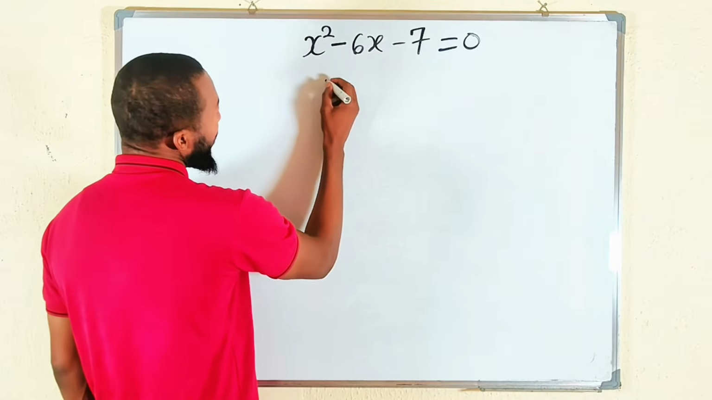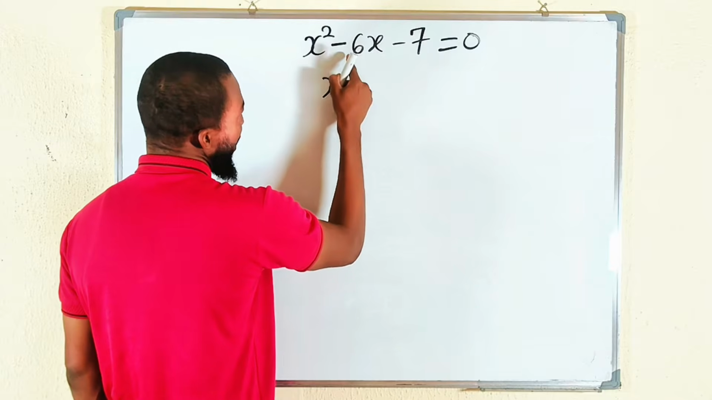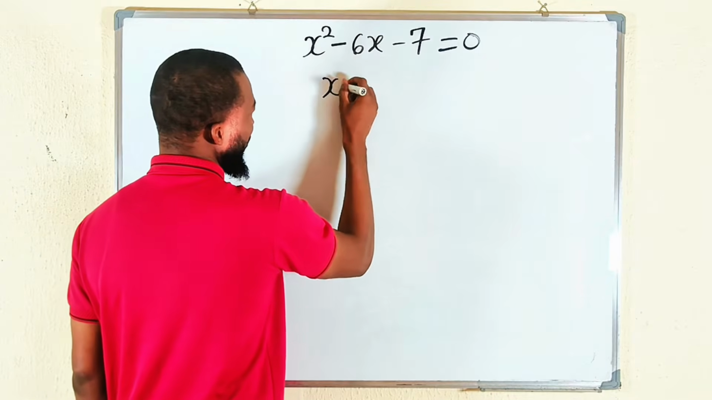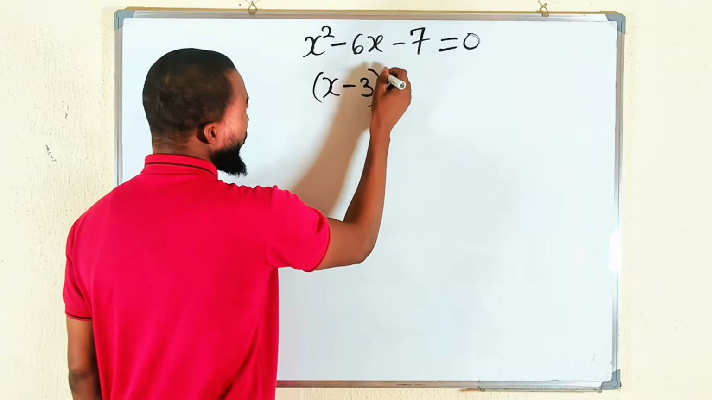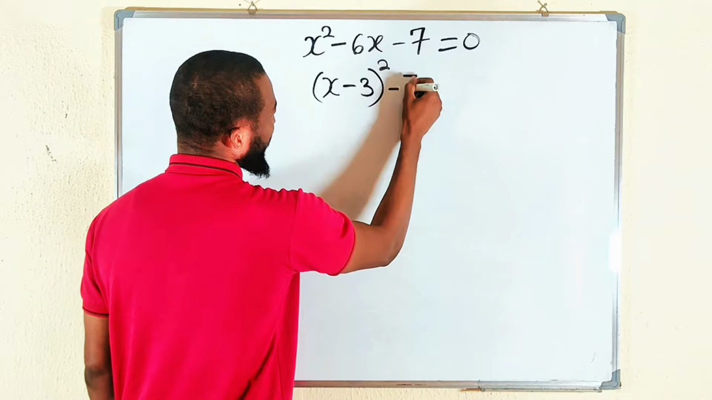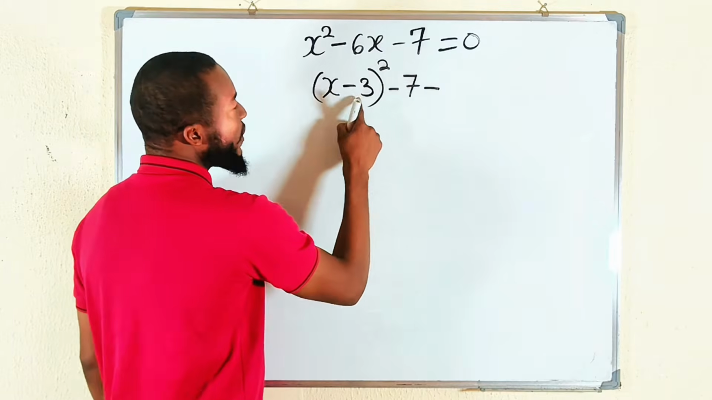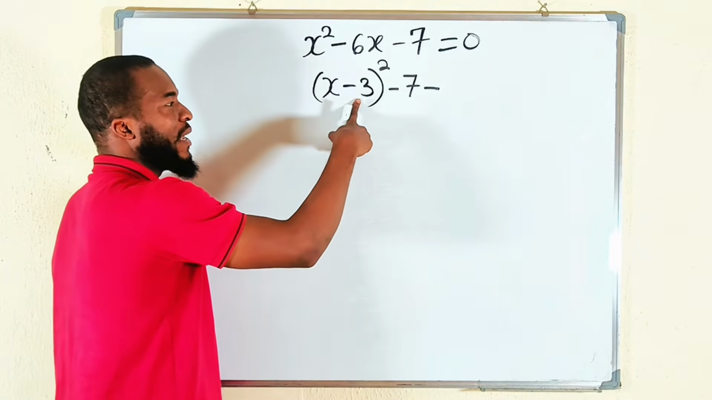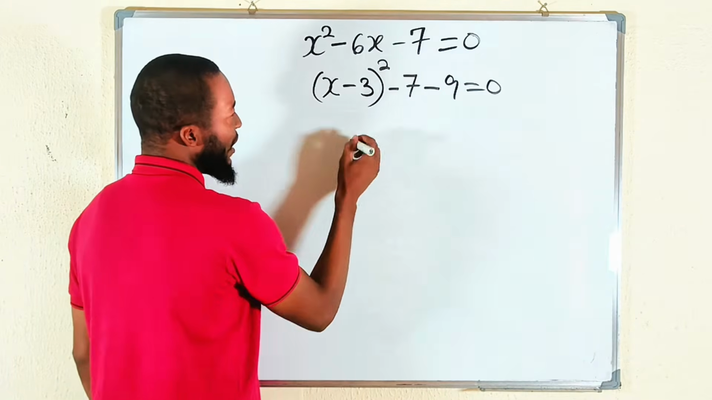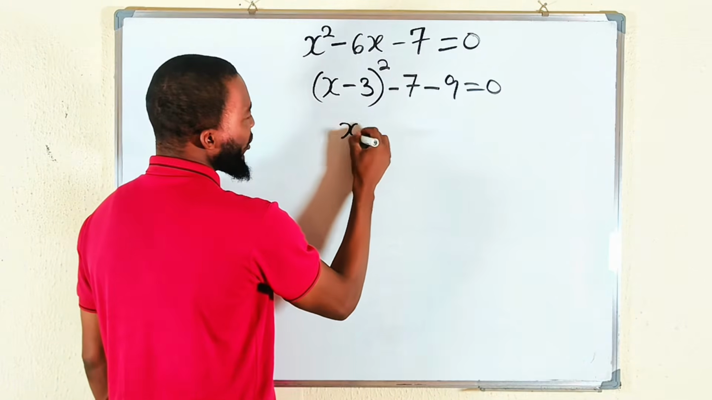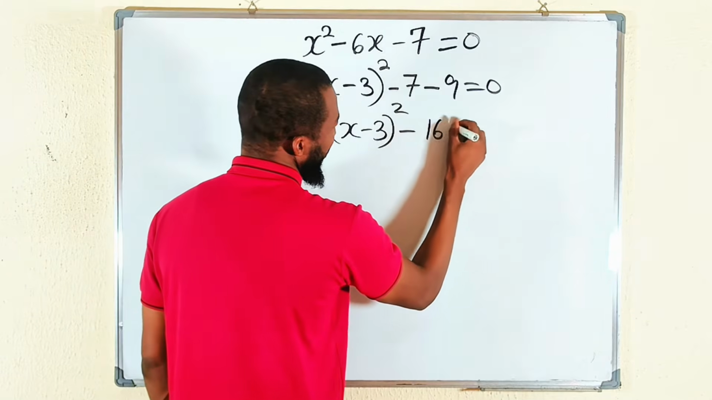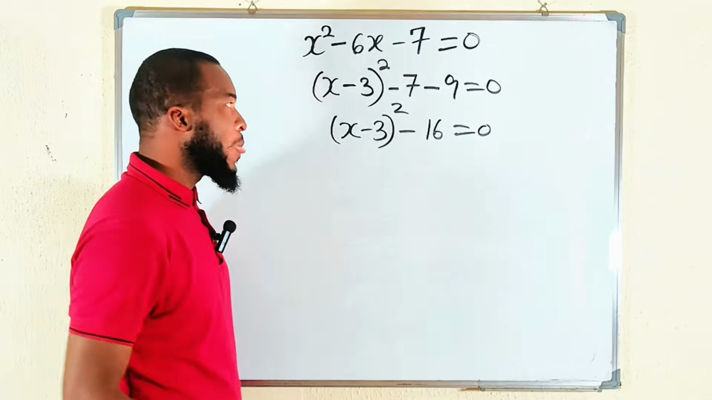Remember what I said? I said you drop x, then half the coefficient of x, half of -6 is -3. Then you raise it to the power of 2. You drop your constant, which is -7. Then you take away the square of this number right here. -3 squared is 9, and this is equal to 0, right? Which eventually is going to give us -16 equal to 0. Then you solve from here.